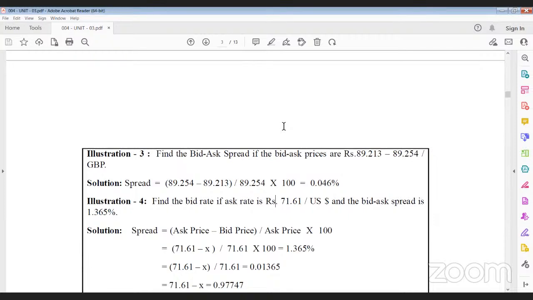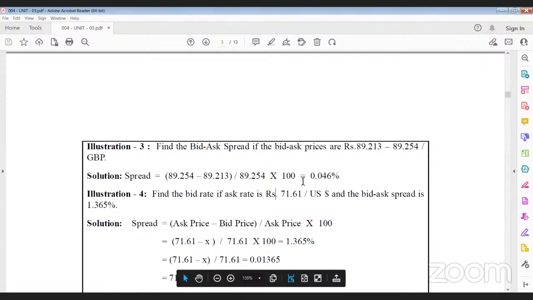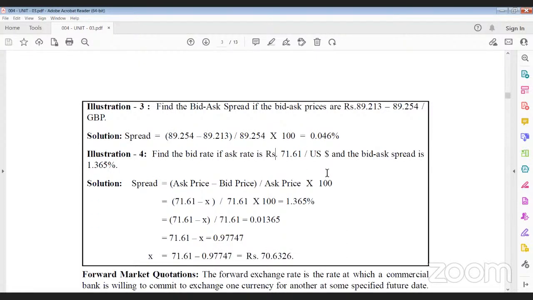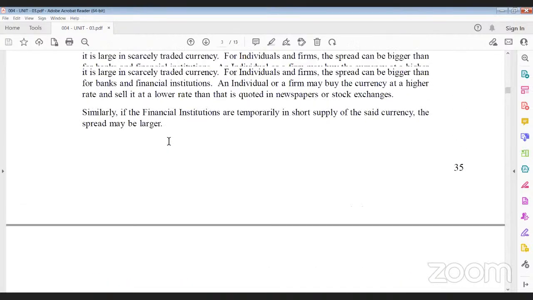Sorry for the disturbance. In continuation, let's look at one problem of how to solve the bid-ask spread if the bid prices are given. Here we have a question: rupees 89.213 is the bid price, whereas the ask price is 89.254 per pound. To solve this, you simply have to follow the formula which we have just seen.